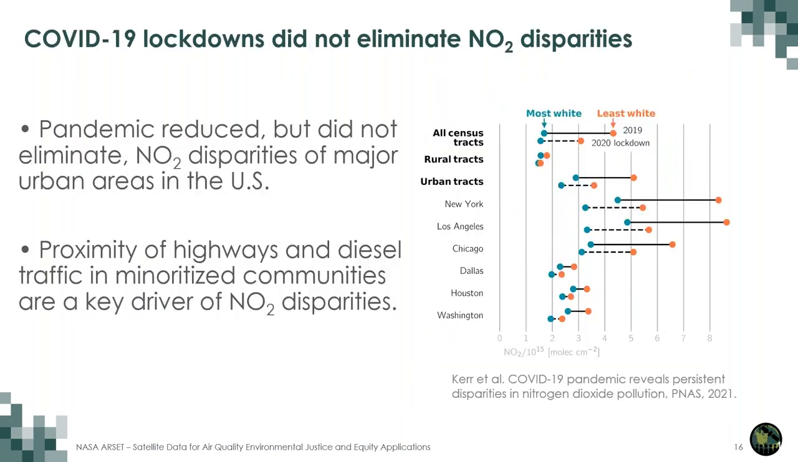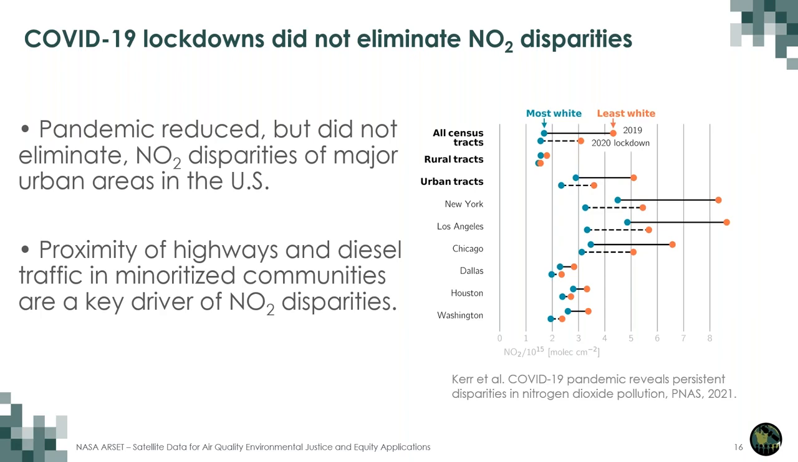And this is work led by Gage Kerr from George Washington University. It was published in the Proceedings of the National Academy of Sciences in 2021. And we found that NO2 concentrations, this is using TROPOMI NO2 concentrations measured from the satellite, in the least white census tracts across the United States were almost double the concentrations in the most white census tracts prior to the COVID-19 pandemic in 2019.